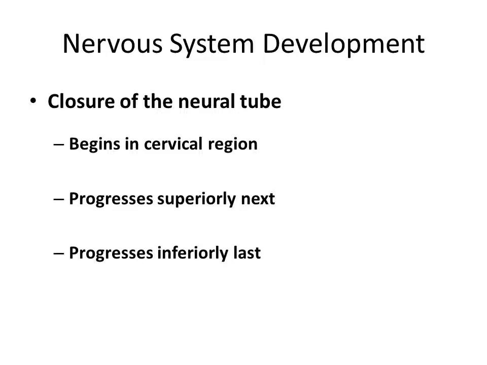If there is a problem with closure of the neural groove in either direction, then you will have some form of pathology. If it fails to close in the superior direction, you have what's called anencephaly, or lack of a brain. If it happens inferiorly, you have a condition known as spina bifida. So where that happens can determine the extent of the defects.